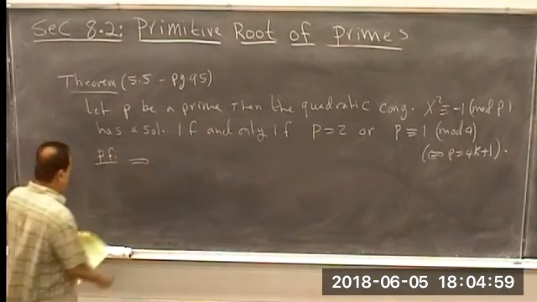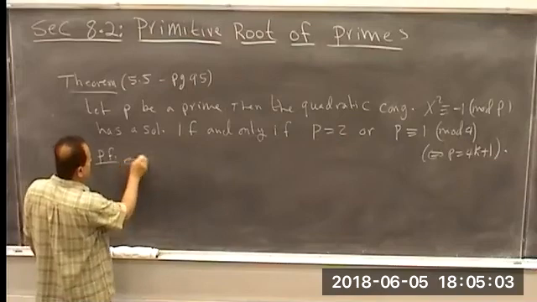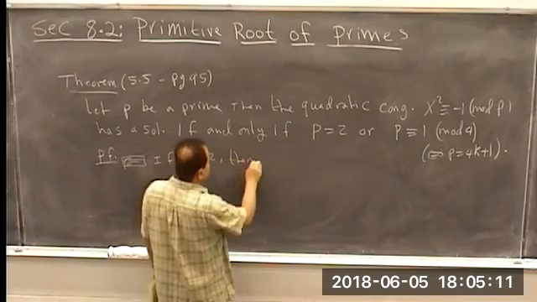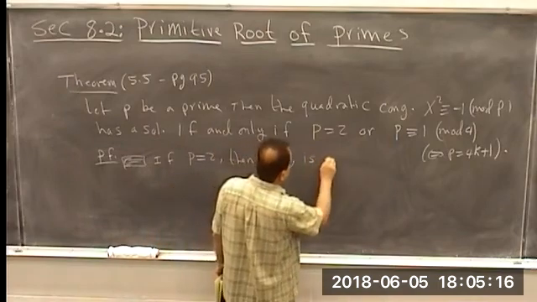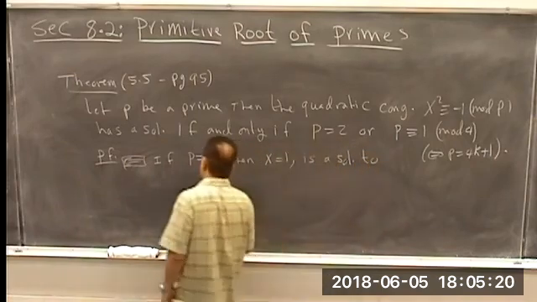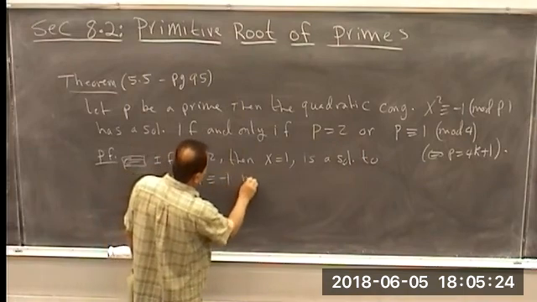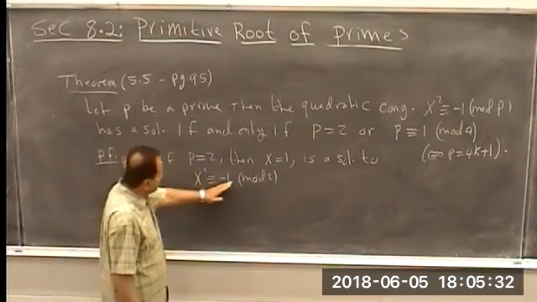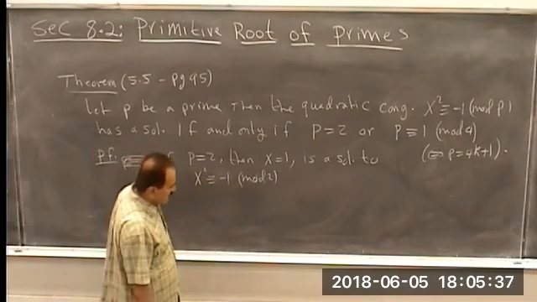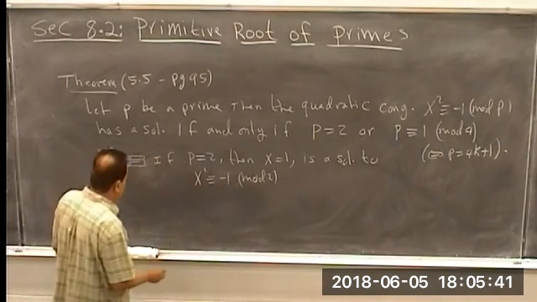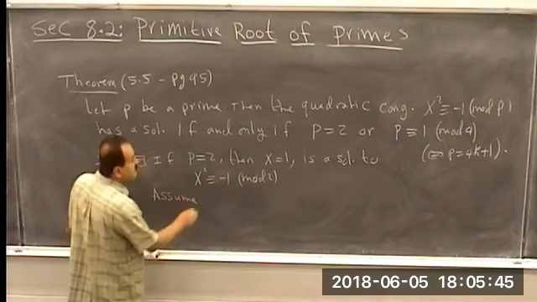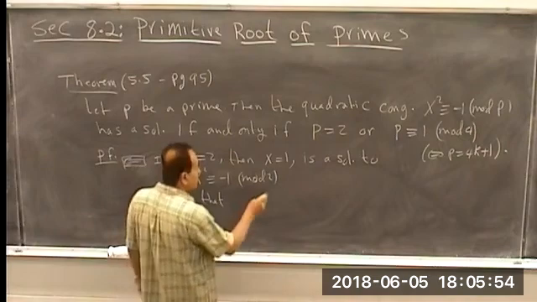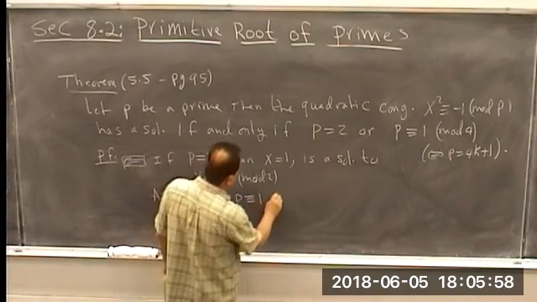So let's go backward in here. Let's assume that, because if P is equal to 2, then x equal 1 is a solution to x squared congruent to -1 mod 2. Just by substituting x equal 1, we get 1 is congruent to -1, because that's going to give me 2, and that's divisible by 2. So let's go ahead and assume that P is congruent to 1 mod 4.